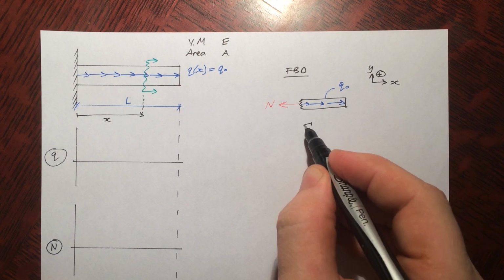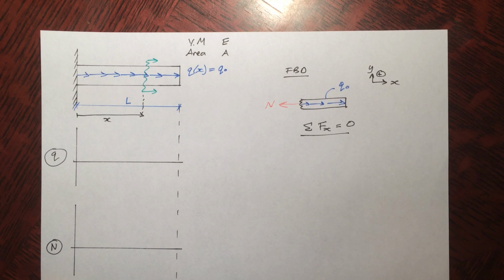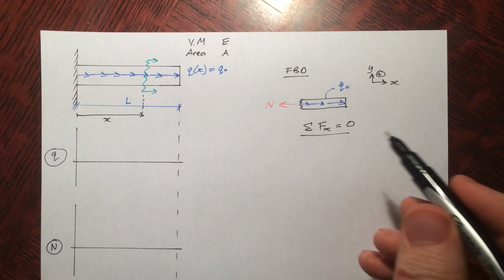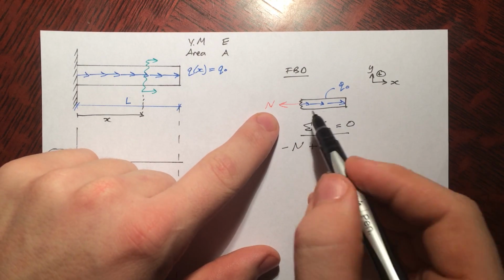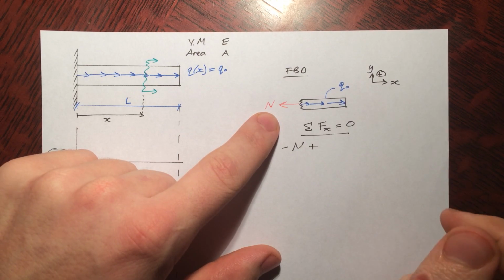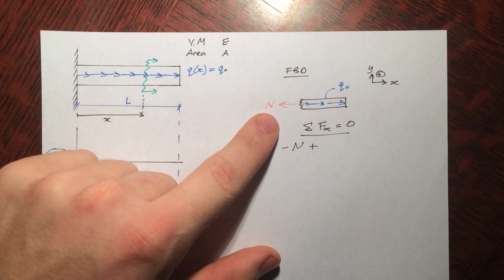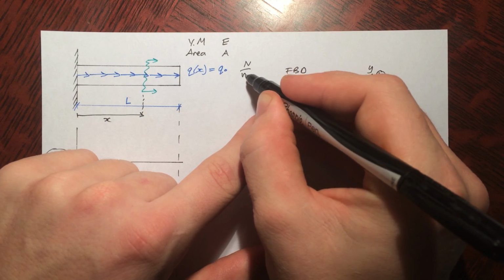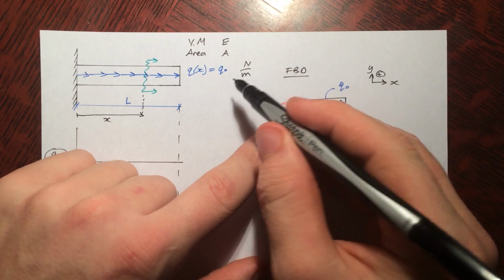So the sum of the forces in the x must equal 0, just like we did on all the previous examples. So negative N plus, well, this force here. How much force is in this applied load? It's a force per length. So this would be like newtons per meter. So we basically need to say newtons per meter times meters.